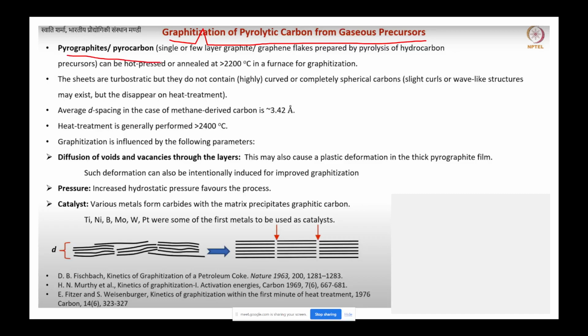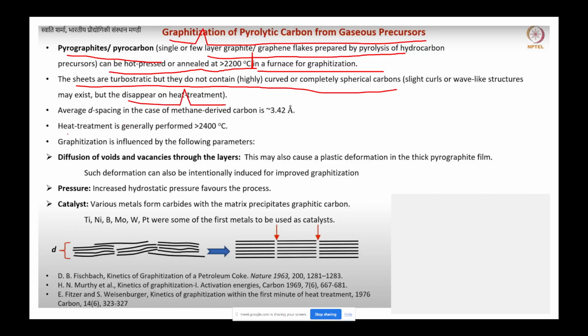So what is pyrographite or pyrocarbon? It is single or few layer graphite graphene flakes prepared by pyrolysis of hydrocarbon, which can be hot pressed or annealed. In hot pressing also you require a temperature of more than 2200 degrees centigrade in a furnace for graphitization. The sheets are turbostratic, but they do not contain curved or completely spherical carbon. It will be slightly like a wavy structure, but may disappear after the heat treatment.